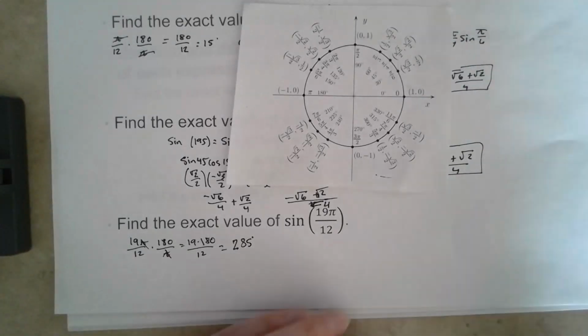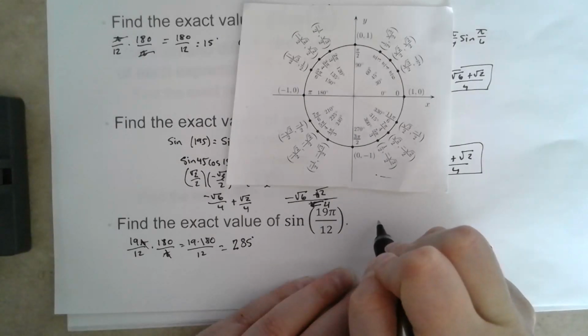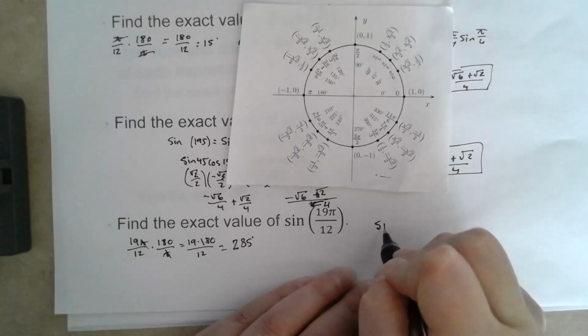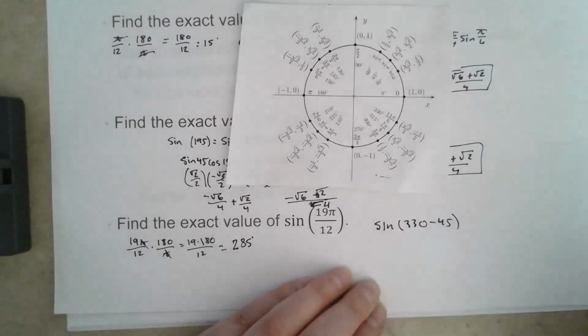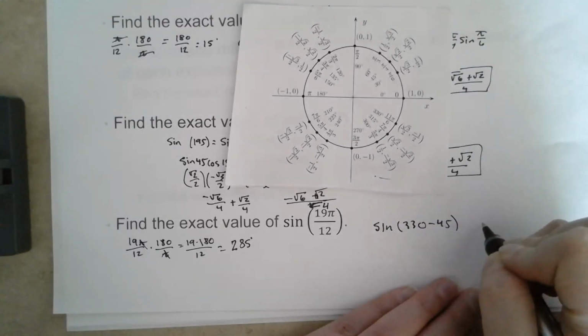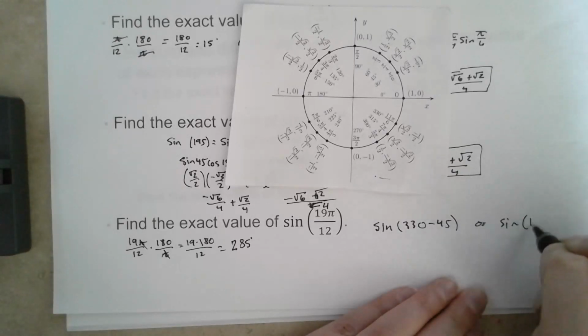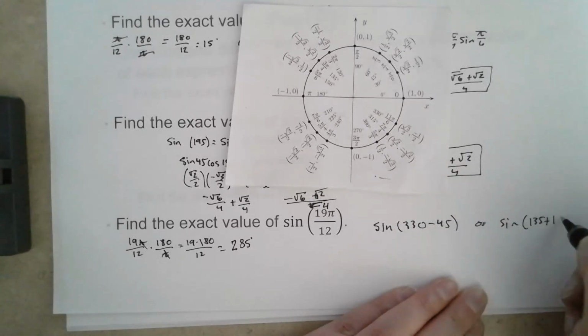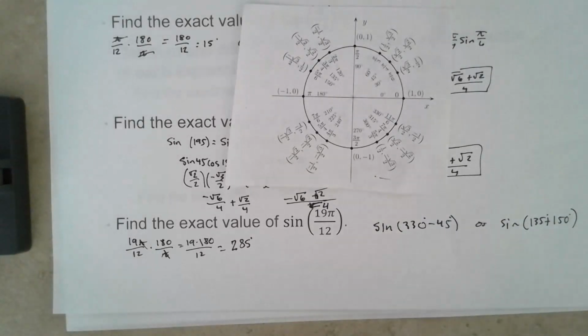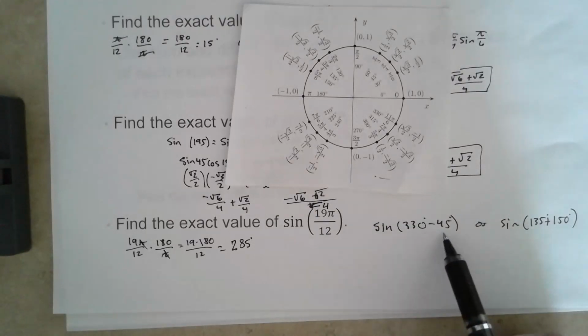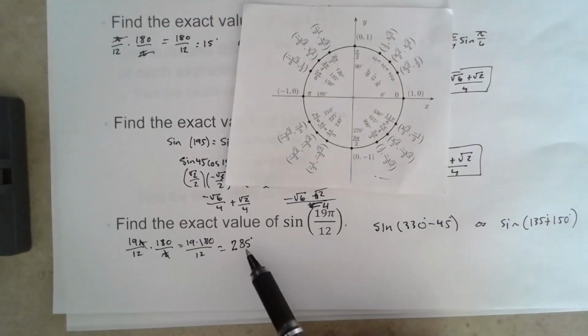Okay, so I could look at that and I could say that is sine of 330 minus 45. I could say that's sine of 135 plus 150, or any other combinations I might spot. Does it matter which one I use? No, it doesn't, as long as these two numbers either add or subtract to my 285.